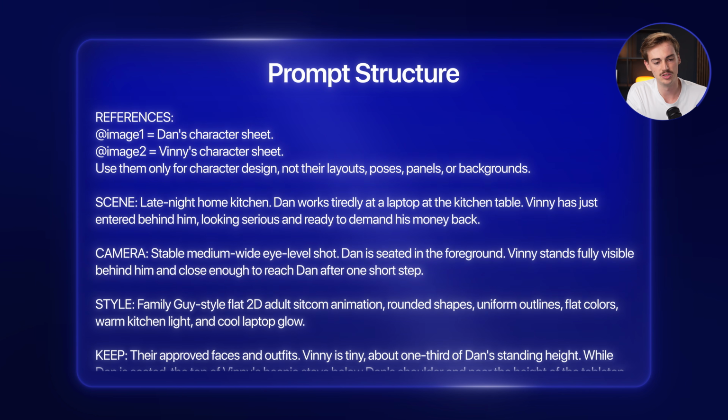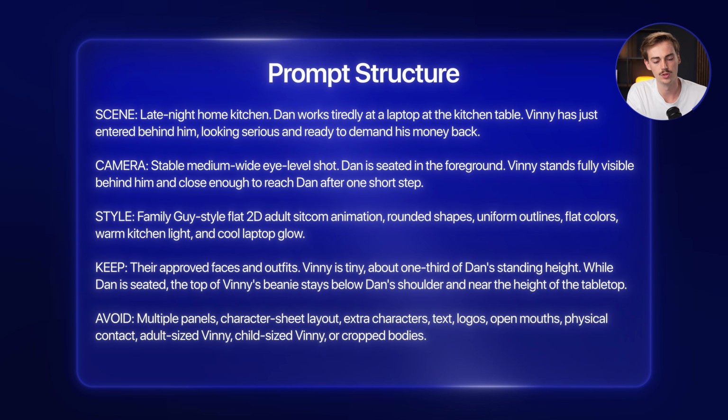Then we're gonna describe the scene, the camera, the style, and give some instructions like what to keep and what to avoid. For the scene, I'm describing a late night home kitchen. It's just me sitting behind my laptop on the kitchen table and Vinny standing behind me. Then we have the camera, and most cartoons are pretty static shots. So here I'm just gonna say a stable, medium wide eye level shot, but you can vary this depending on what you want. And for the style, I'm gonna go with Family Guy style.